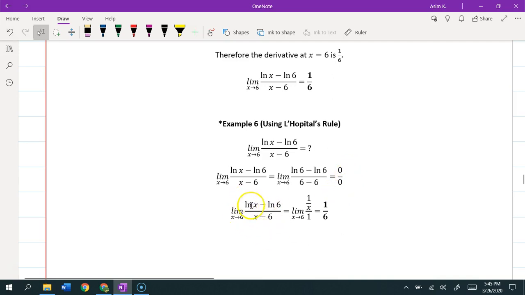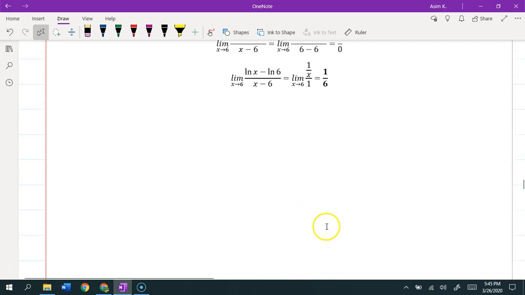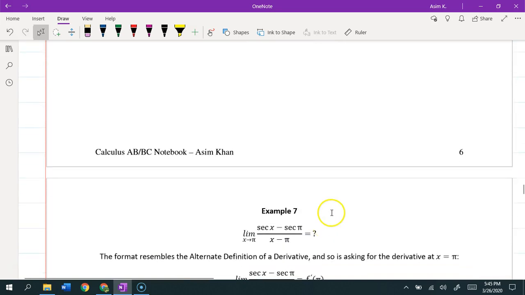Well, what's the derivative of natural log x? 1 over x. What's the derivative of natural log 6? It's just a constant, so it's 0. And this is how easy it is. Plug the 6 in. And by the way, the derivative of x minus 6 is 1. Plug the 6 in, and you get 1 over 6 once again. Okay? All right. This, again, is because it's using the alternative definition, right?